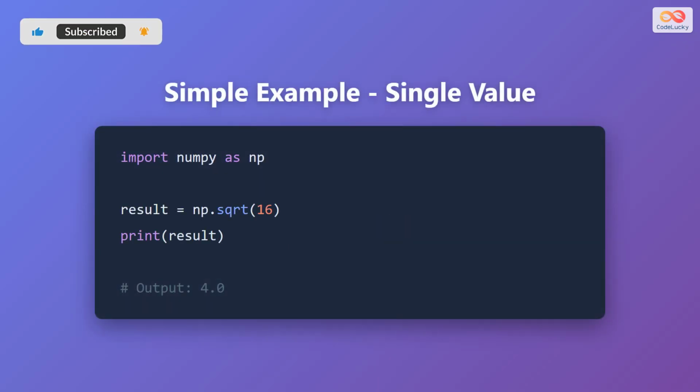Let's start with the simplest case, finding the square root of a single number. First, we import NumPy as np. Then, we call np.sqrt with the value 16. When we print the result, we get 4.0. Notice that the output is a floating point number, even though our input was an integer. This is the default behavior of NumPy's square root function.